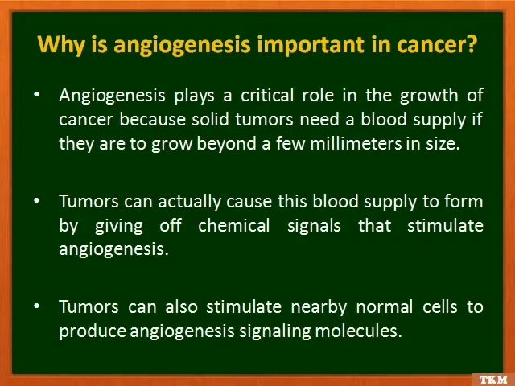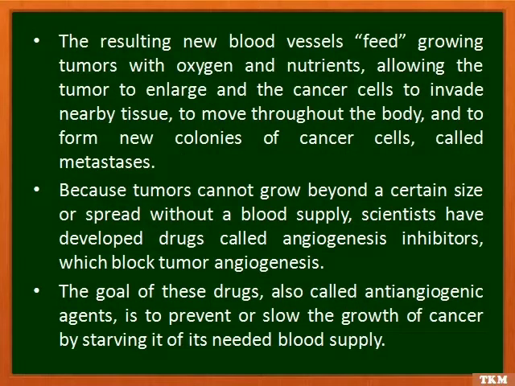Tumors can actually cause this blood supply to form by giving off chemical signals that stimulate angiogenesis. And one very interesting fact: tumors can also stimulate nearby normal cells to produce angiogenesis signaling molecules. The resulting new blood vessels feed the growing tumors with oxygen and nutrients, allowing the tumor to enlarge and the cancer cells to invade nearby tissue, to move throughout the body and to form new colonies of cancer cells. This is called metastasis.